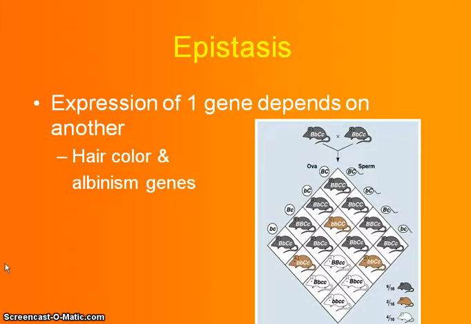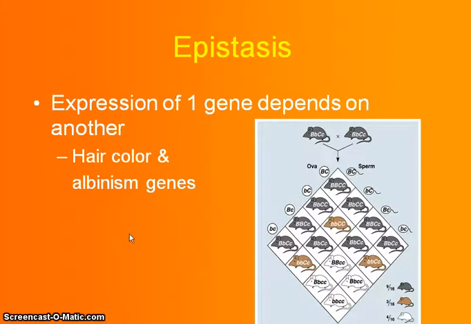Finally, there's something called epistasis, which means that the expression of one gene actually depends on another. So, for instance, with this one, I've given the example of hair color and albinism. You might have particular characteristics for maybe brown hair or black hair, whatever shade hair. But if you also have the gene for albinism, then that albinism gene is basically going to take over and overpower the other ones. So you're actually going to end up with that white color, like these mice here.